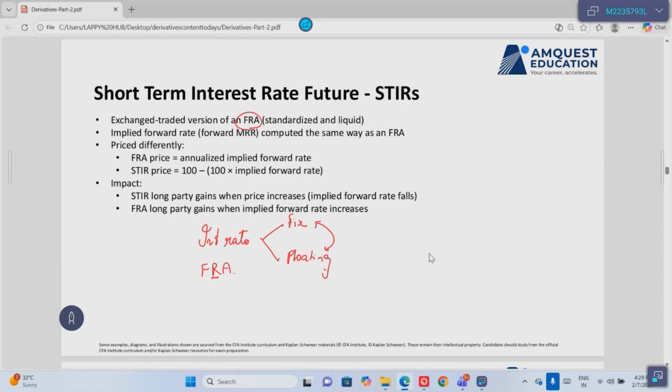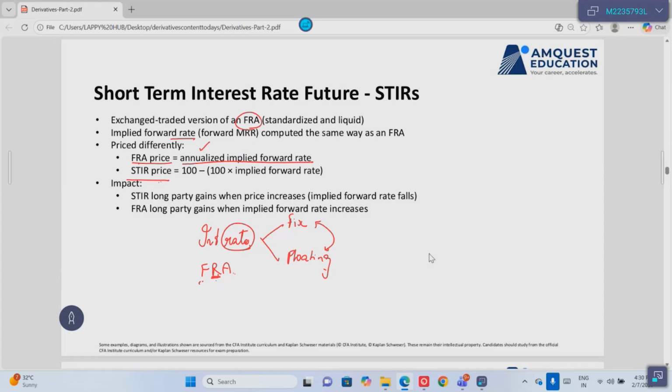The R here stands for rate. So this also is the interest rate future agreement where we have implied a forward rate, and you're going to price it accordingly. Now, when I give you a FRA price or STR price, there's a difference in the way they annotate it. When they say FRA price, it means it's the implied forward rate, but on an annualized basis.